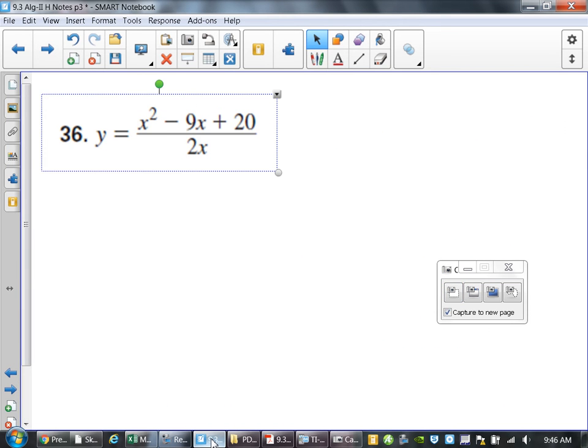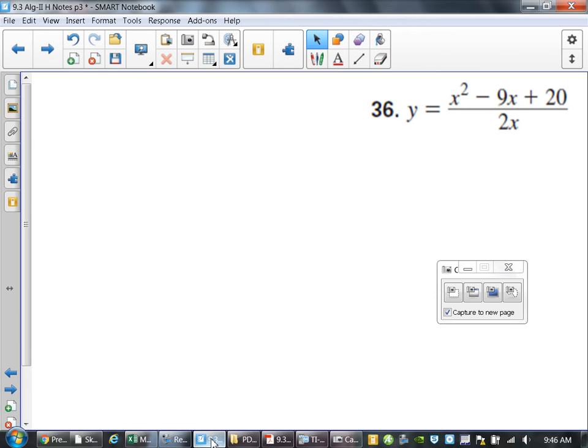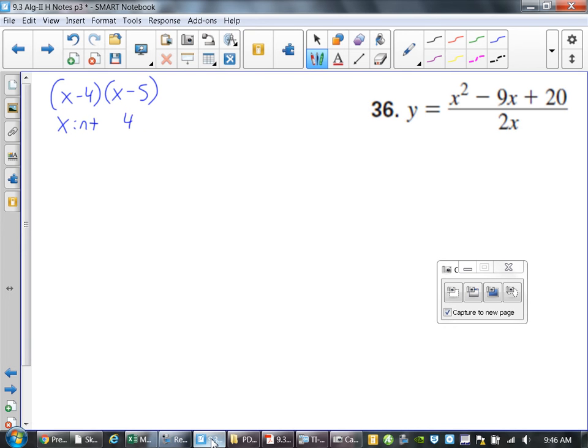So, we need to factor the top. What times what's 20 add together to get negative 9? -4 and -5. Yeah. So we have x-intercepts at 4 and 5. We have vertical asymptote at 0. Very good. And then horizontal asymptote, you have to find that. None. But we're going to find our slant then, because it's 1 degree higher.